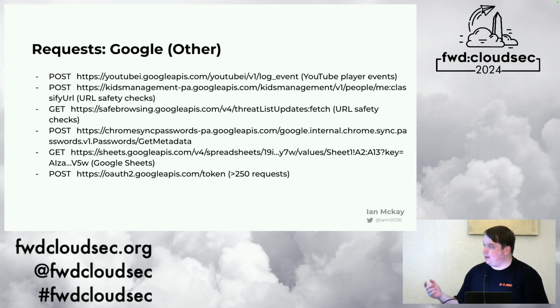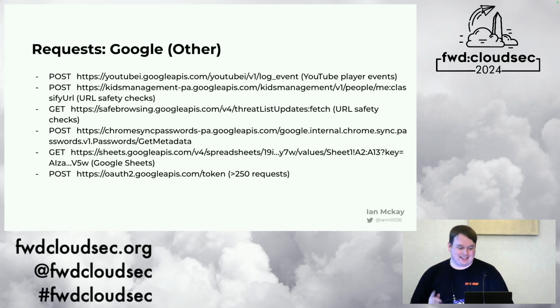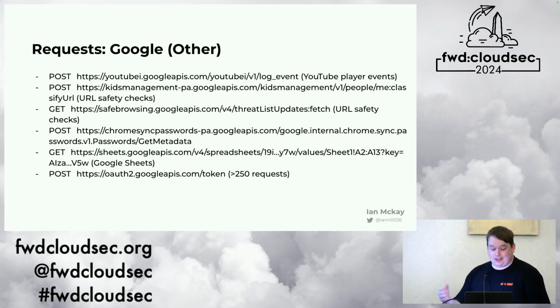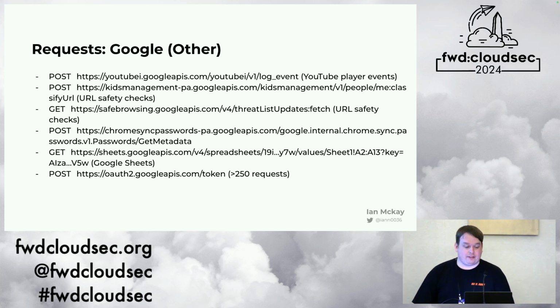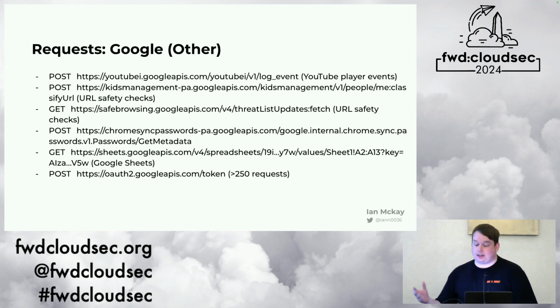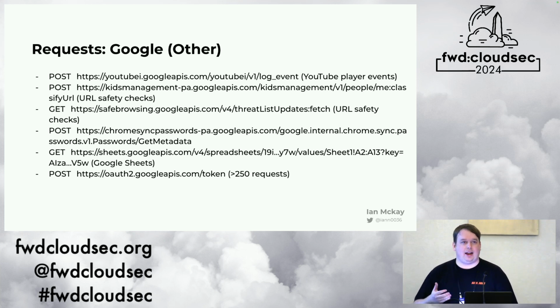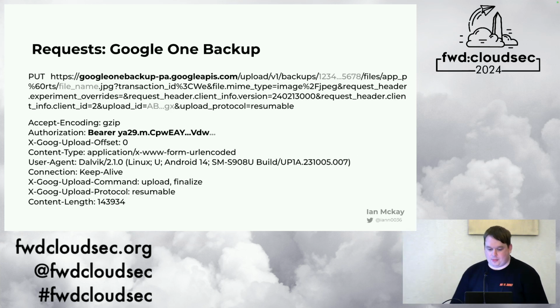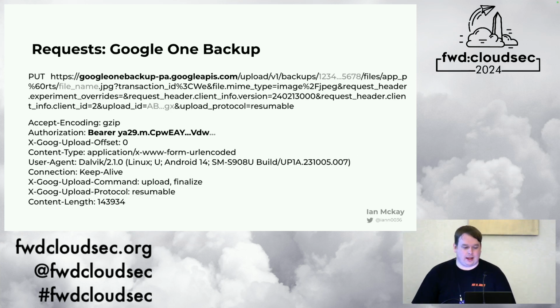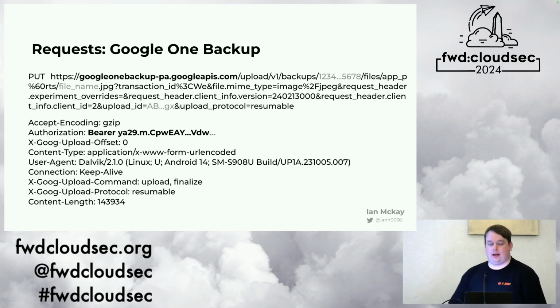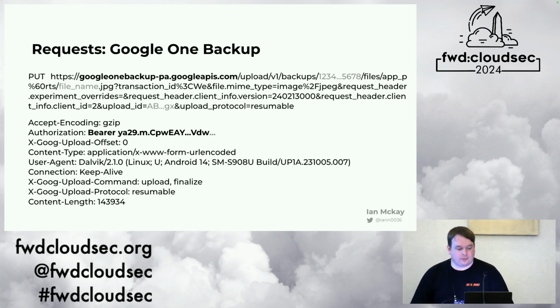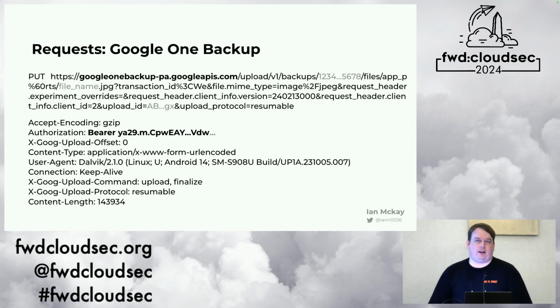sync passwords endpoint, which doesn't do exactly what you think it does, but is still very scary. Requests to get data from Google Sheets, and of course requests to refresh tokens. So the last endpoint there is basically going to receive a bunch of refresh tokens and get back a bunch of access tokens for those requests. But there is one more I want to leave you with, and that's Google One Backup. Google One Backup is a service that basically allows you to back up things on your mobile devices into the cloud. But the endpoint for this is very simple.